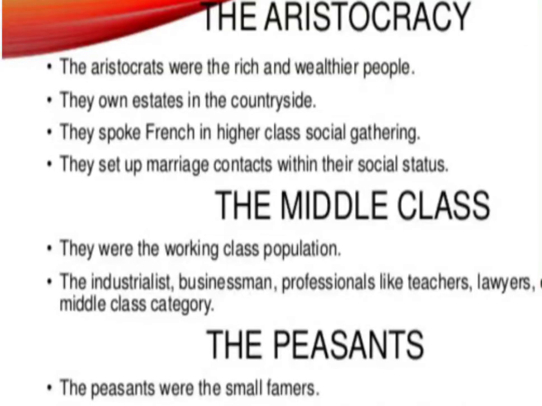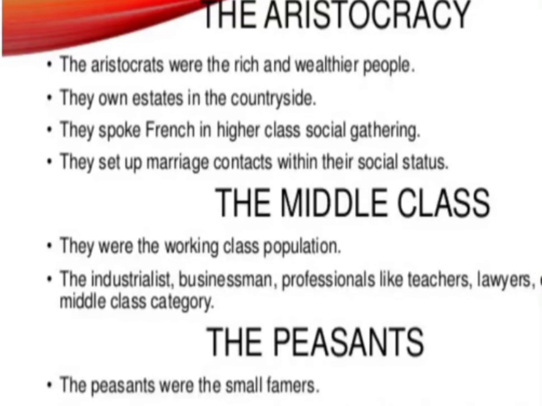The next topic is European society. Socially and politically, a landed aristocracy was the dominant class on the continent. The members of this class were united by a common way of life that cut across regional divisions. These people owned estates in the countryside and also townhouses. They spoke French for the purpose of diplomacy and in high society, and they set up marriage contacts within their social status. The next social group was the middle class.